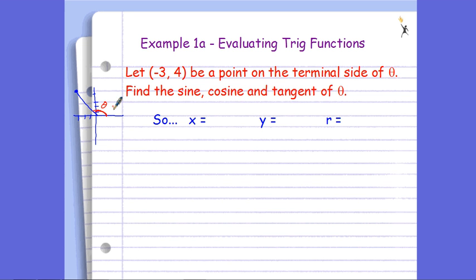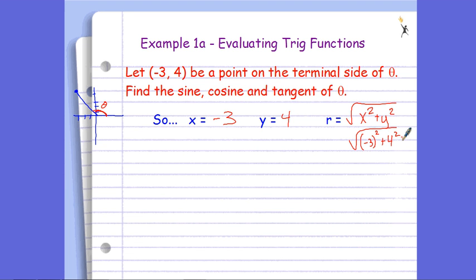Okay? So, based on this information, can you tell me, of course, what my x is? Negative 3. What's my y? 4. And then what's my r? How do I find my r, guys? What's the formula? Square root of x squared plus y squared. Do I have what I need? Yeah. So this is going to become the square root of negative 3 squared plus 4 squared.